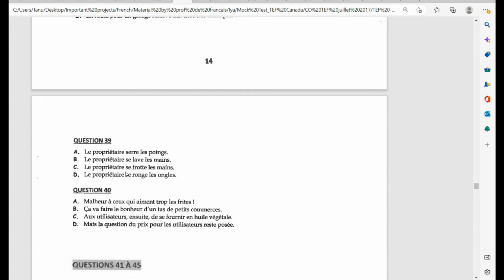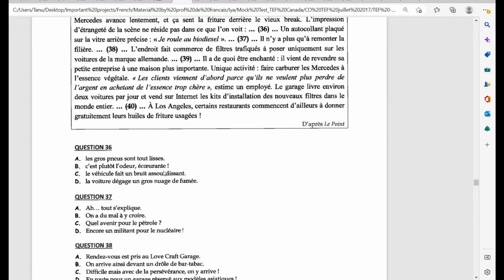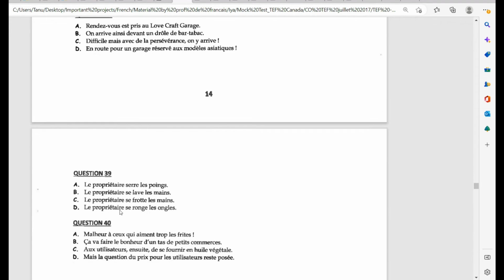So se frotte les mains literally means to rub hands, but it also means to be happy or to be satisfied secretly. And in the next line, since we are saying that this person has a reason to be happy, this could be the answer. But let's look at the last one also. Se ronge les ongles.